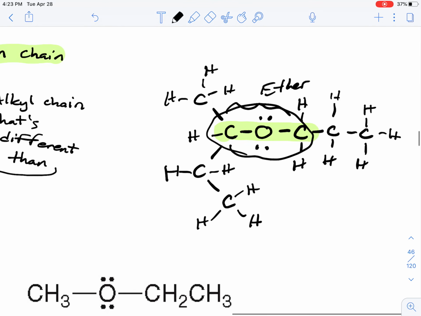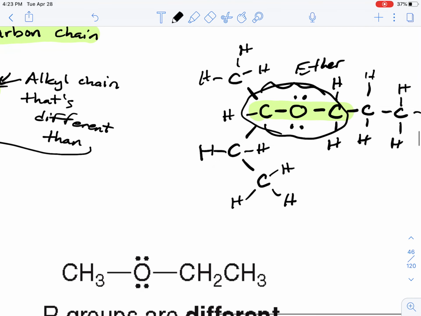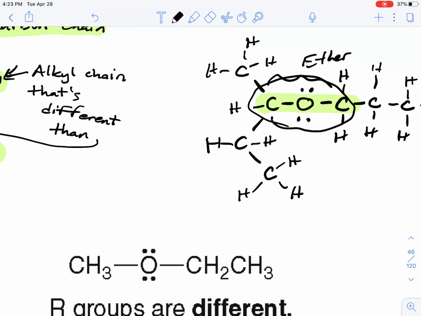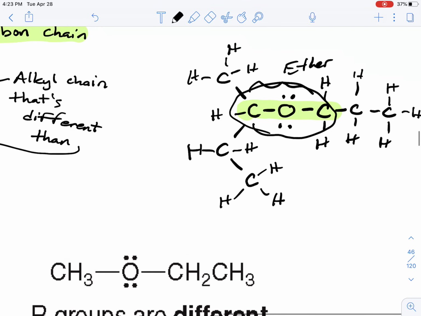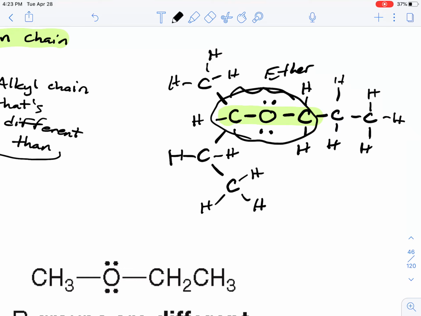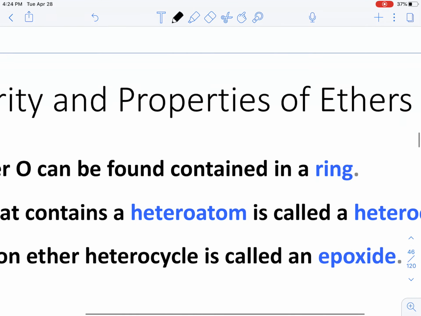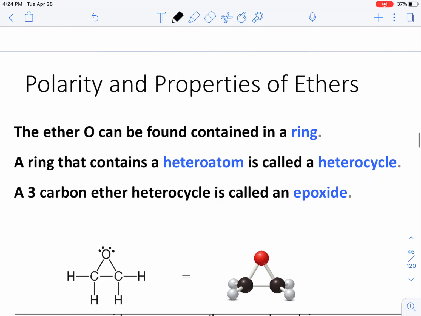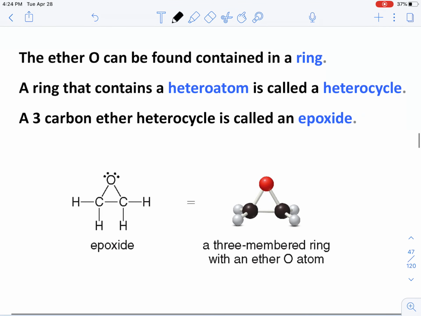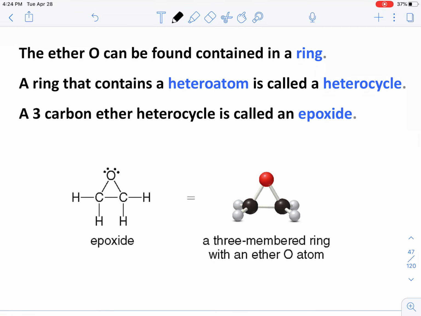Now, this is not the only way for us to depict this type of functional group, this idea of a C-O-C. There's another way that we can create an organic compound in which there's a carbon single bonded to an oxygen that's single bonded to another carbon. And that's going to be an epoxide. And so an epoxide is nothing more than an ether that's in a three-membered ring.